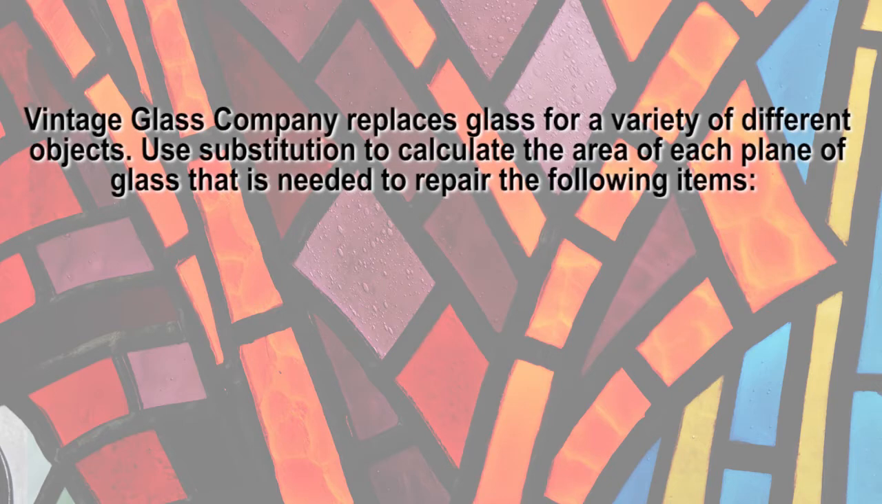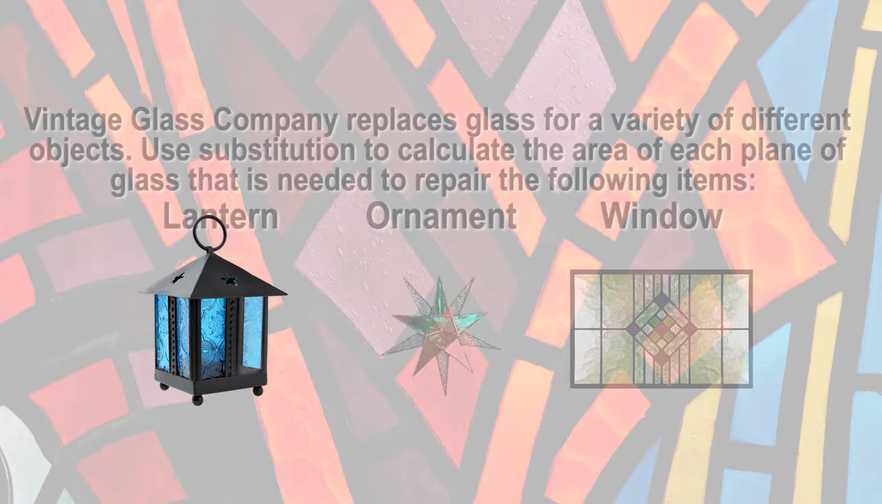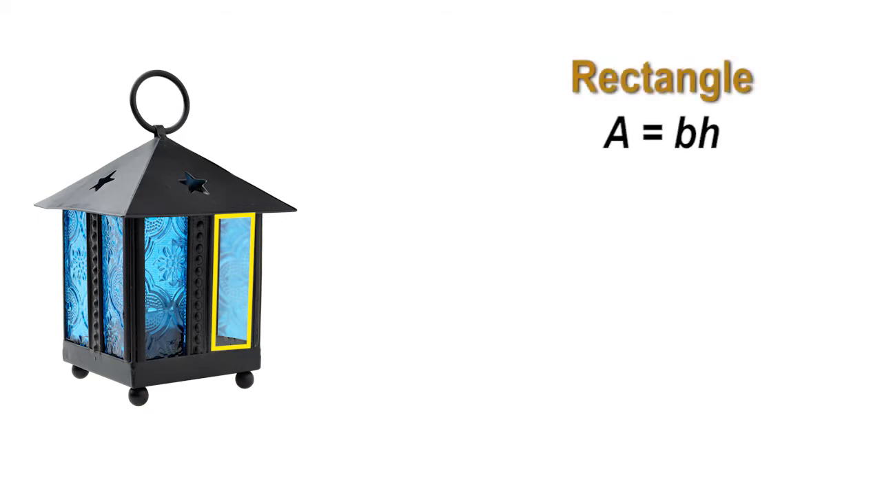Vintage Glass Company replaces glass for a variety of different objects. Use substitution to calculate the area of each pane of glass that is needed to repair the following items. The first item is a lantern with a missing rectangular pane of glass. The formula for finding area of a rectangle is base times height.